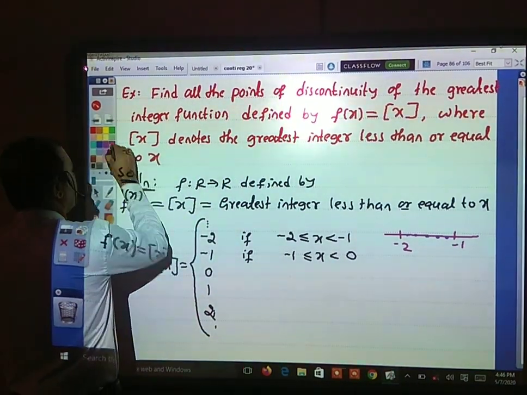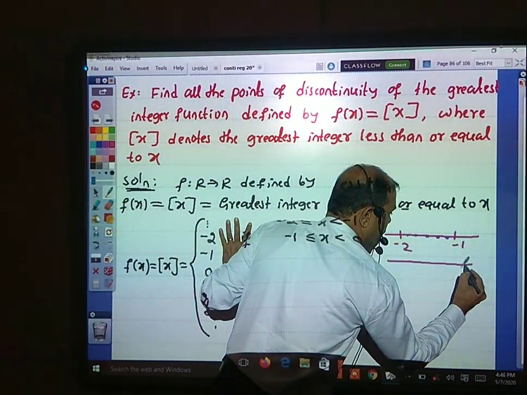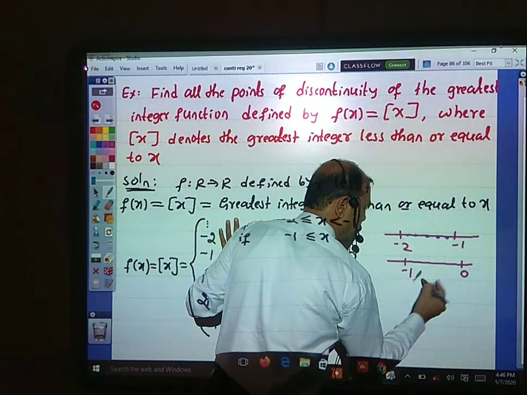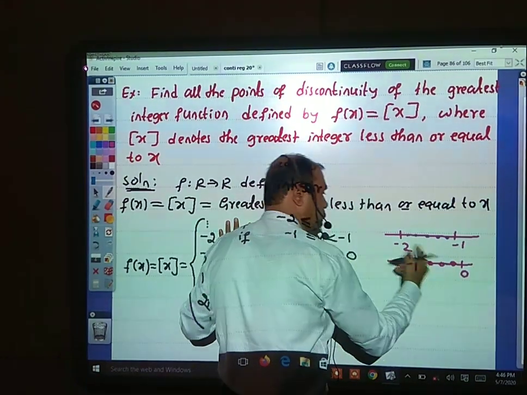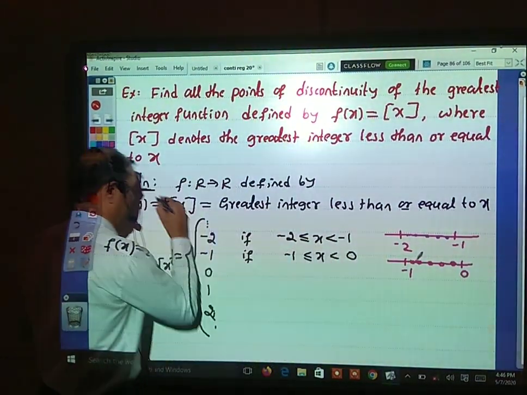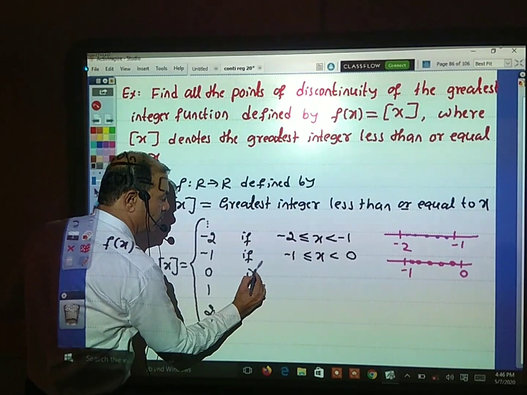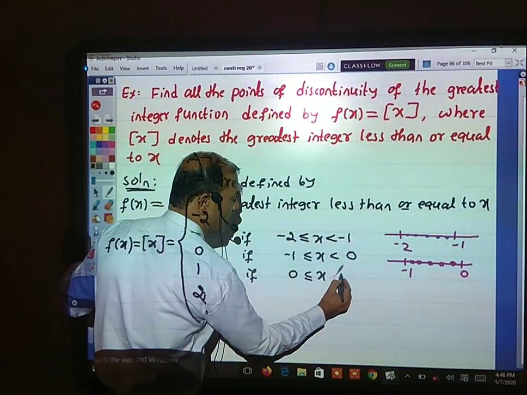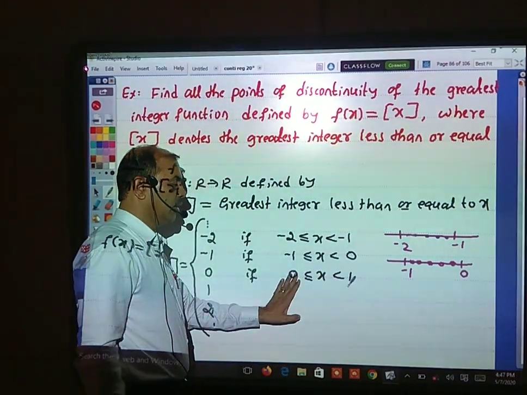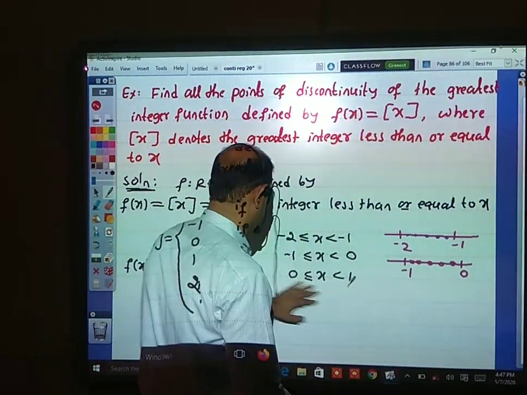Between 0 and -1, this is -1. Any number between these, to the left side we get -1. It is equal to 0 if x is greater than or equal to 0 but less than 1.